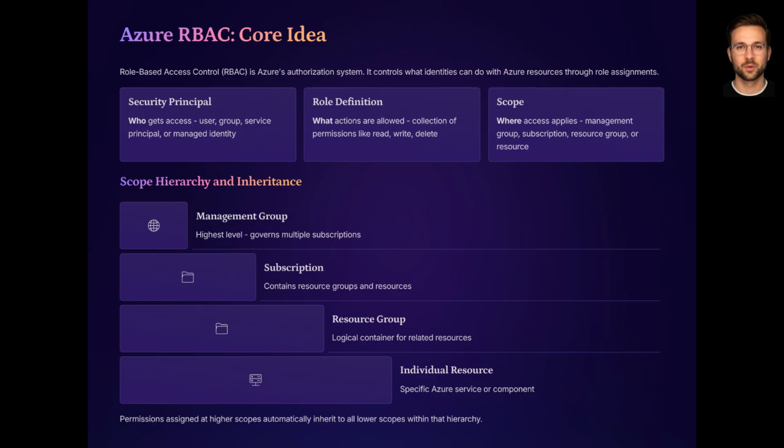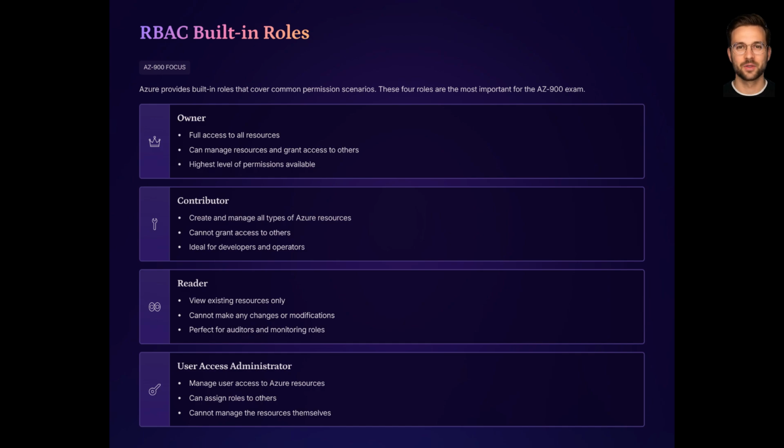Azure includes many built-in roles. For AZ-900, the most important ones to remember are: Owner has full access to resources, including the right to delegate access to others. Contributor can create and manage resources, but cannot grant access to others. Reader can view resources, but cannot make changes. User Access Administrator can manage access for other users, but does not necessarily have full permissions on the resources themselves. You can also create custom roles when built-in roles do not fit your needs. But for AZ-900, understanding the main built-in roles is usually enough.